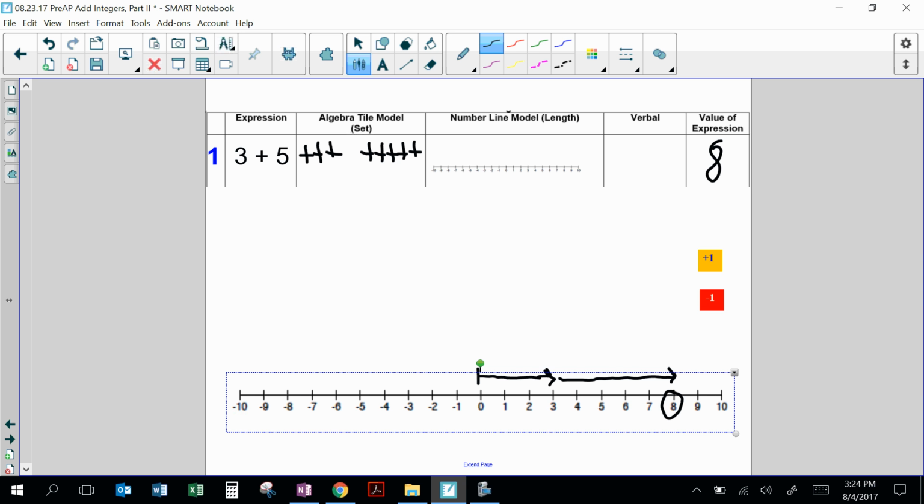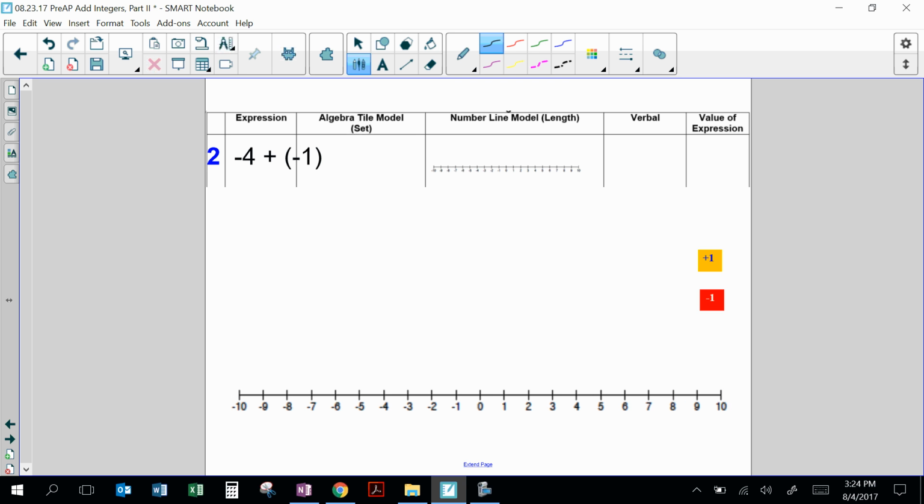Number 2. Now let's get to a little harder. So let's model this. -4. I'm going to add one more negative to this picture. Do you see any 0 pairs here? No, I don't. I see the value of this expression as -5. How would I show this on a number line?